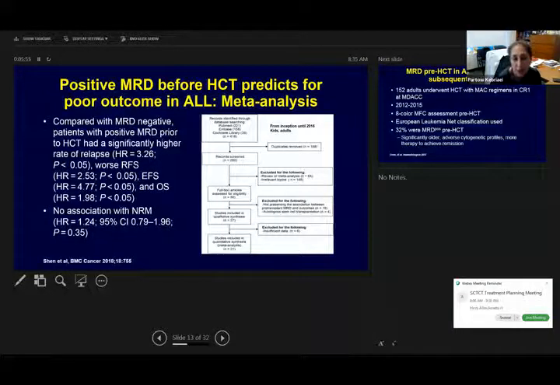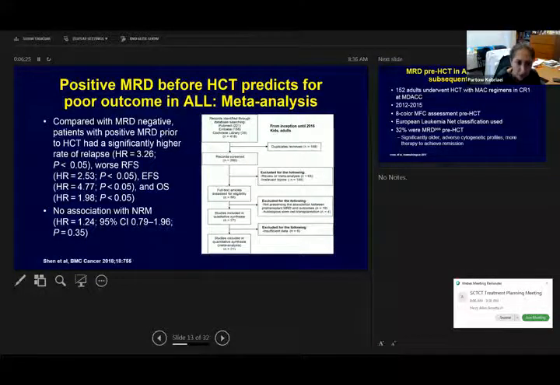There have been now several meta-analyses looking at these single center and phase 2 trials using MRD. This is a meta-analysis by Shen and colleagues where they looked at multiple studies that were reported in several large databases looking at MRD prior to transplant in kids and adults who received a transplant. And you can see all of the exclusions. They ended up with 21 studies.